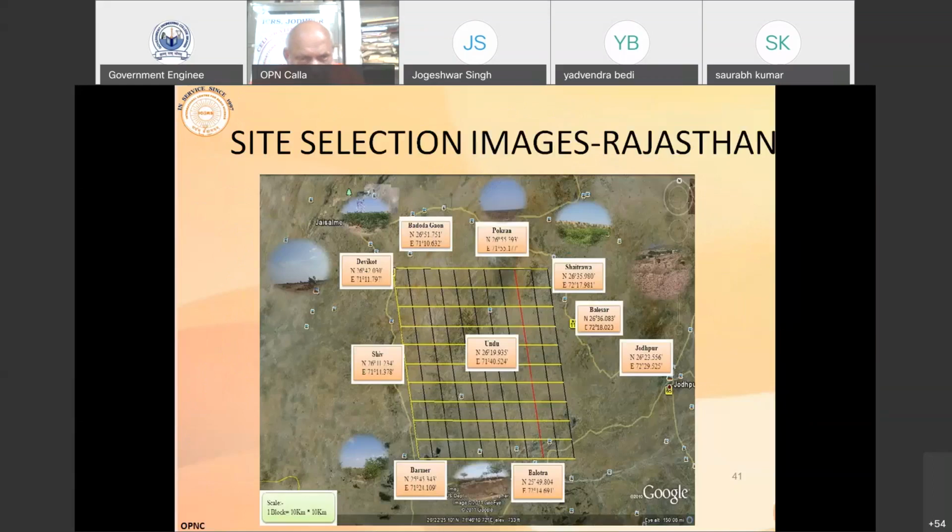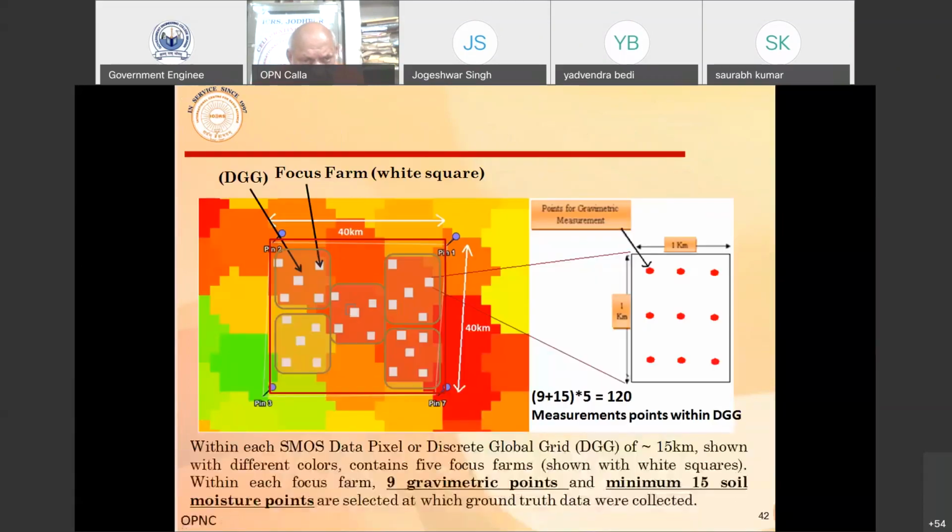Now at each location, we have selected the site, and each site is 40 kilometer by 40 kilometer. Then out of this we focus on 1 kilometer by 1 kilometer. In this 1 kilometer by 1 kilometer, we have 9 points where we have the gravimetric measurements and random points where we have the volumetric measurements. Total we have 9 plus 15, so a minimum of 15 soil moisture points are active.